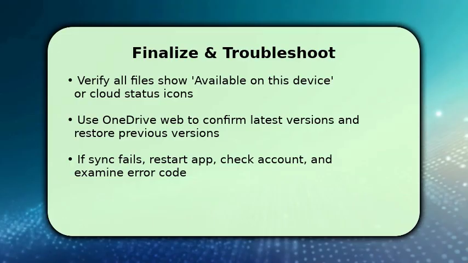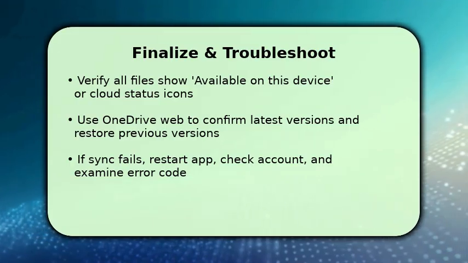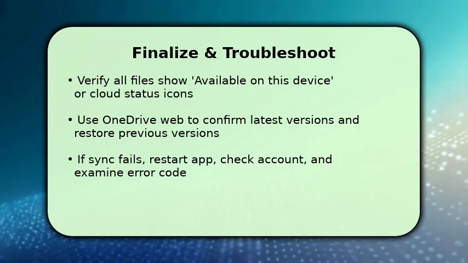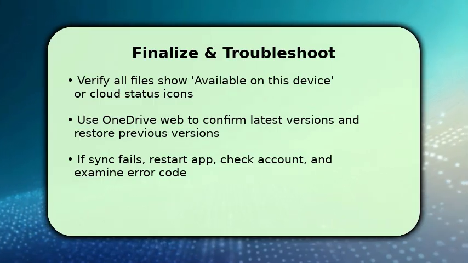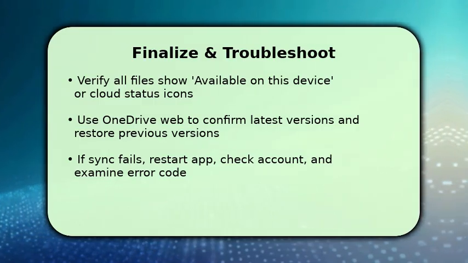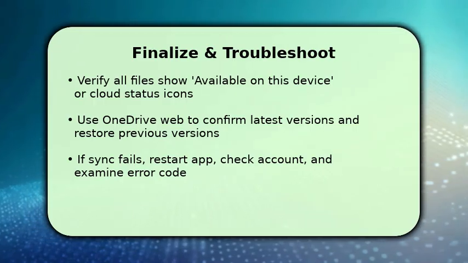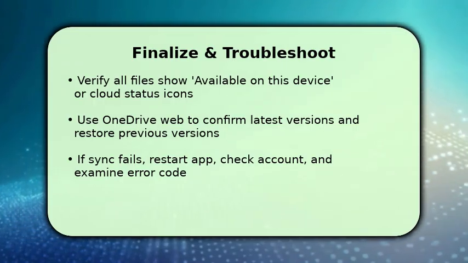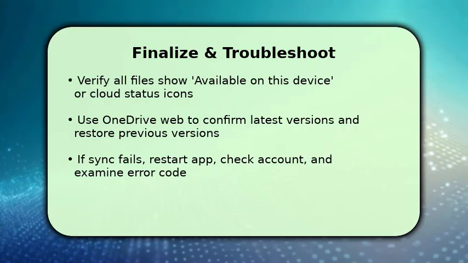Finish by verifying that files display appropriate status icons, green checkmark or cloud, so you know what's local versus cloud only. Once confirmed, use the OneDrive web interface to view recent file versions and confirm your backups completed. You can restore older versions if needed.